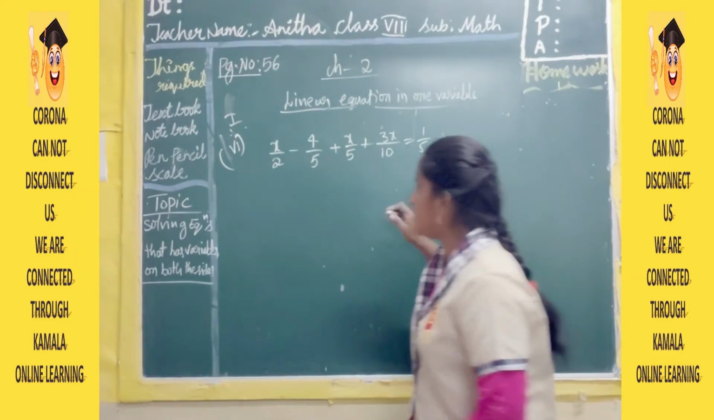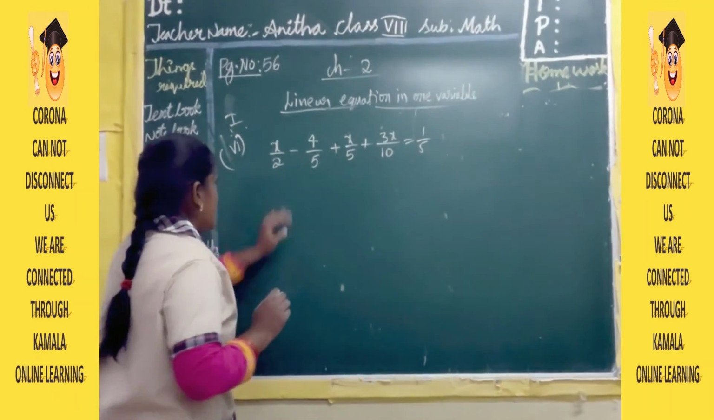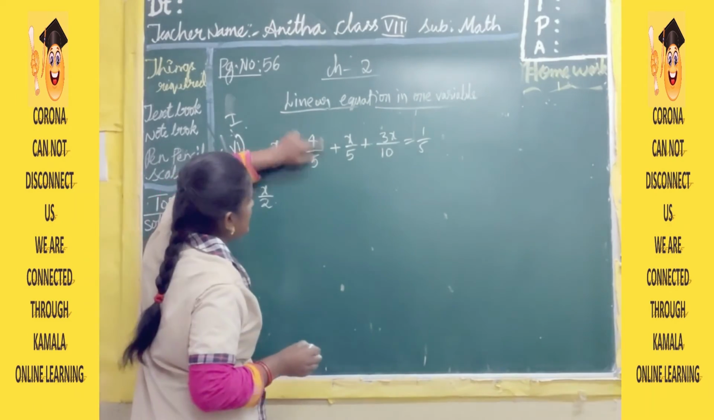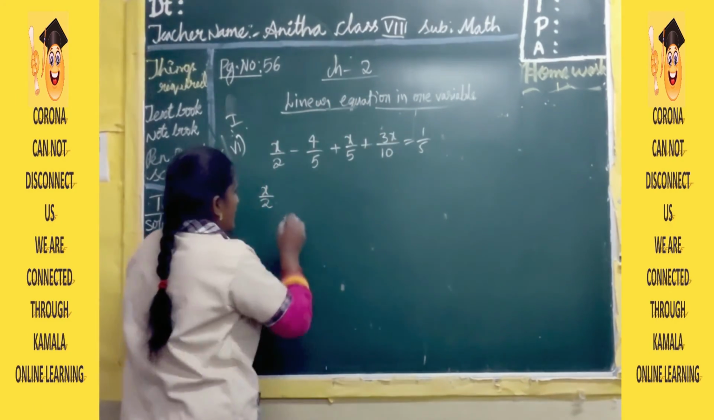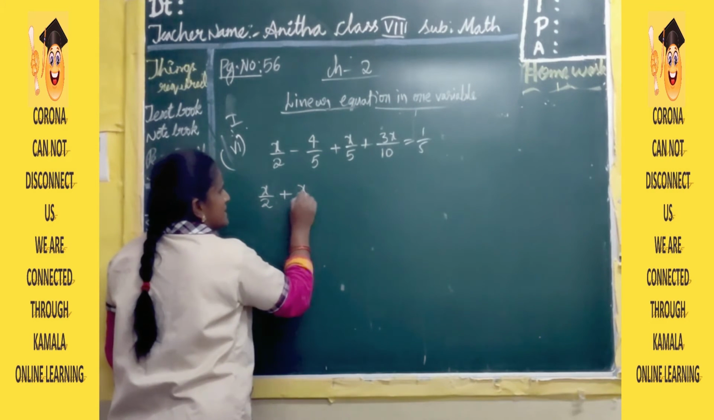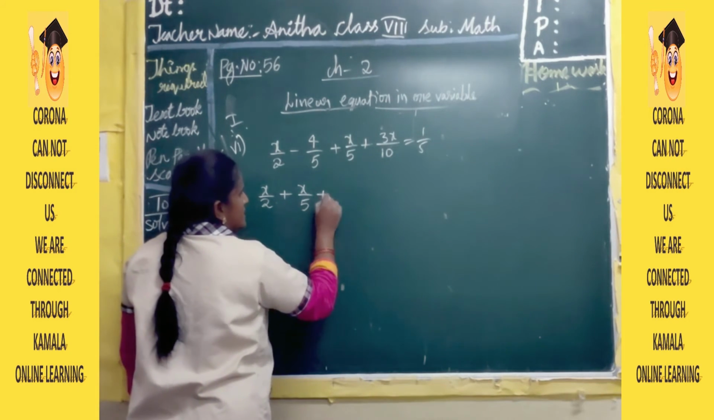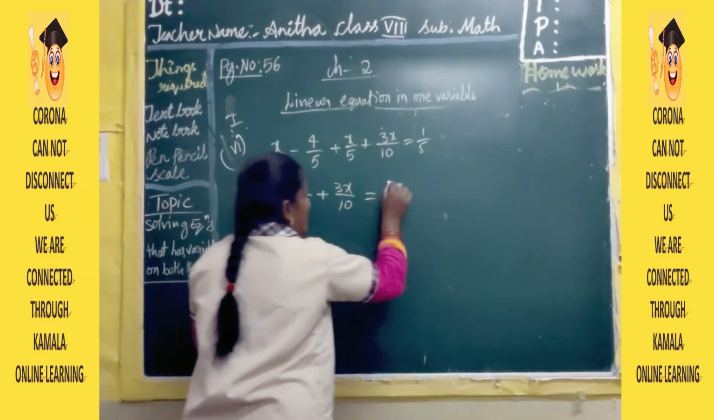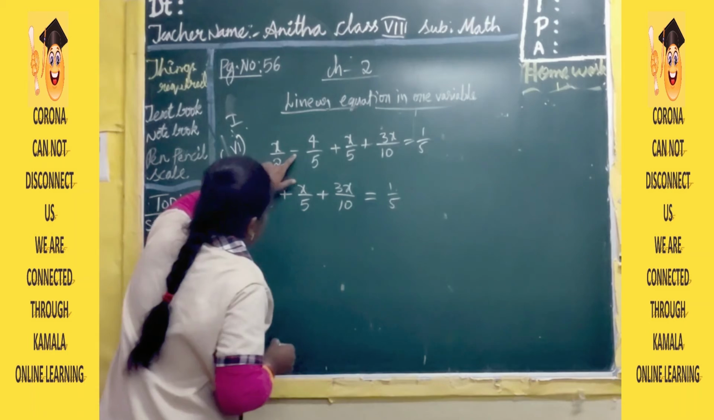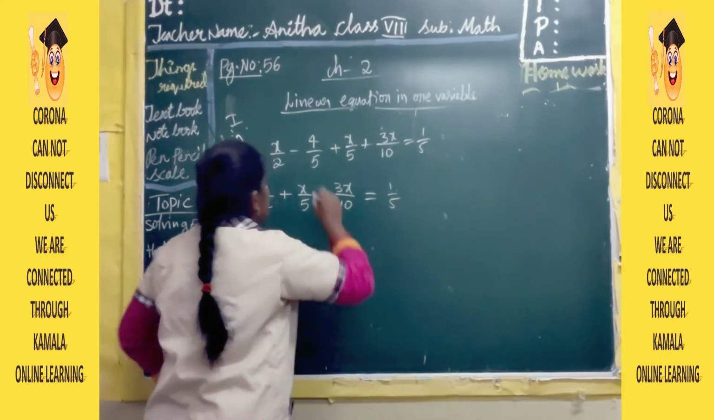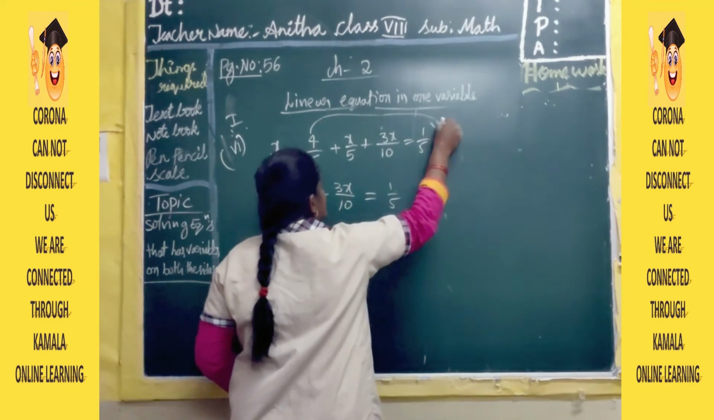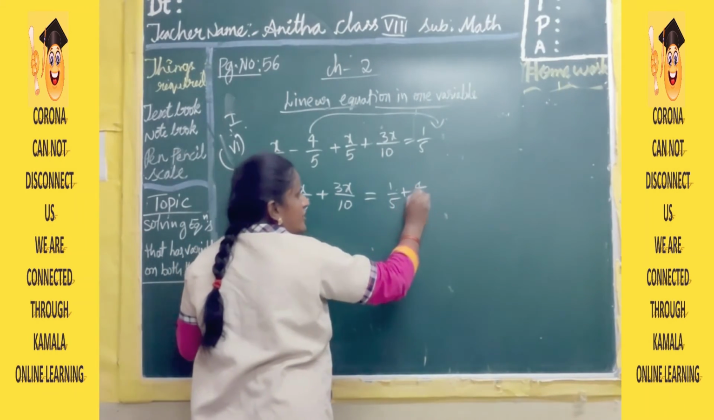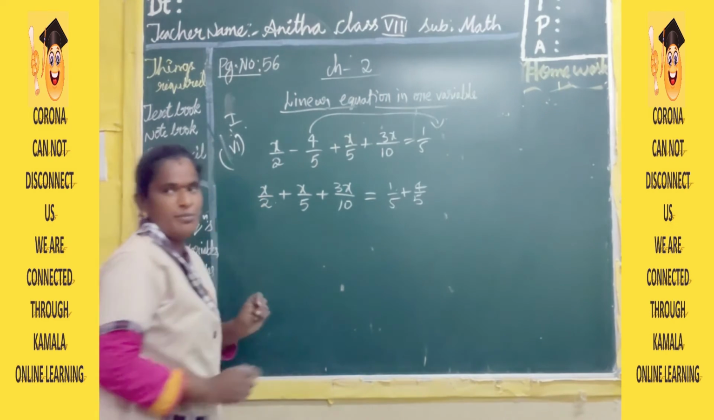That's the reason first I am taking all variables to one side. x by 2 keep like that only. This is a constant, this will go to this side. Now plus x by 5 plus 3x by 10 is equal to 1 by 5. This will transpose to this side. Here minus is there. Transposing means you will get plus value, or not? Yes. So plus 4 by 5.